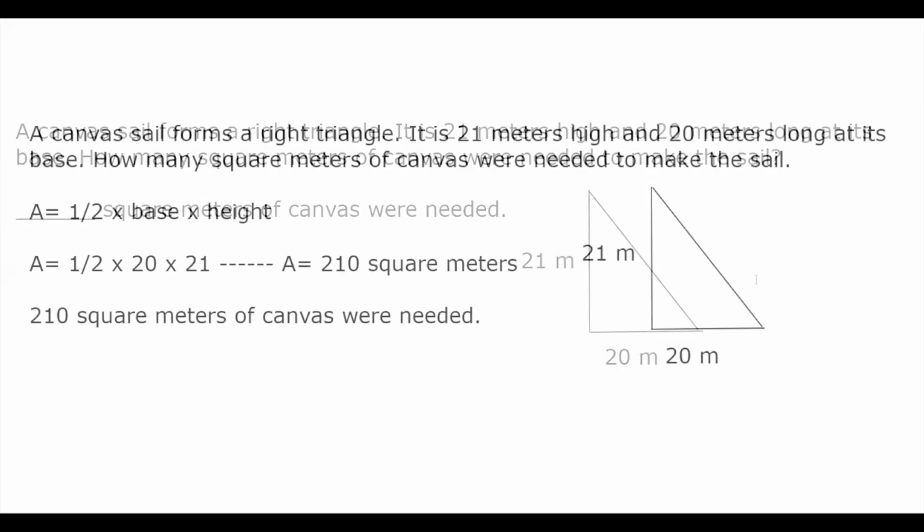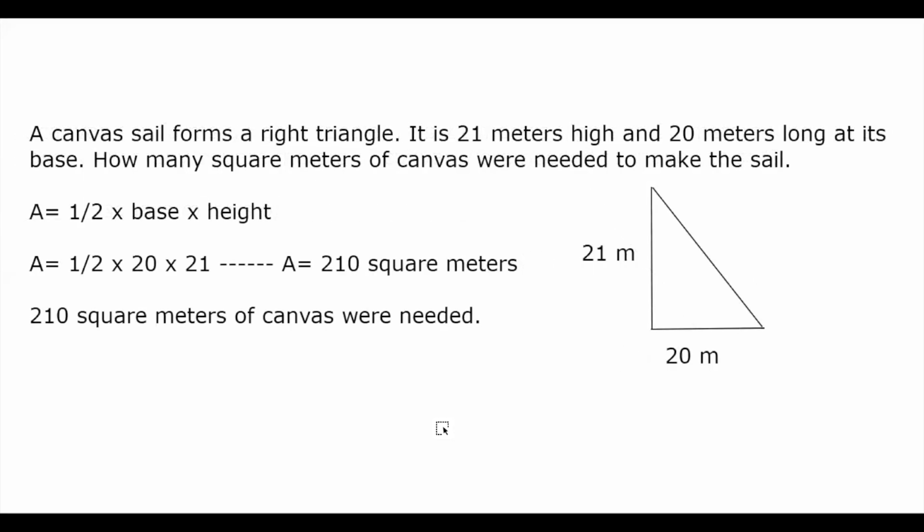Okay, so like I said, we're going to have to be using the area of a triangle, which is 1/2 times base times height, which is on the front of your classwork sheet. And so the base, it tells us, is 20 meters long, and the height is 21 meters. All you have to do is just plug it in and calculate it, which is 210 square meters. So you're going to need 210 square meters of the canvas to make the snail.